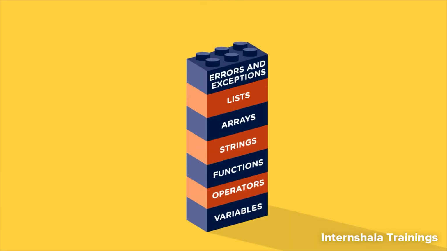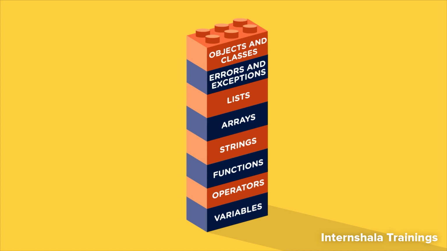So we have looked at a lot of important concepts like variables, operators, functions, strings, arrays, lists, errors and exceptions till now. These are the building blocks that will help us write more complex programs. But now, let's add one more block to this set. Now this block is known as objects and classes, and it is an important concept in Java as well.